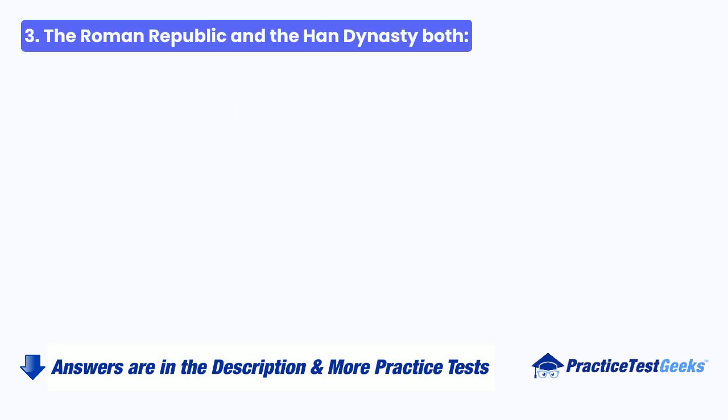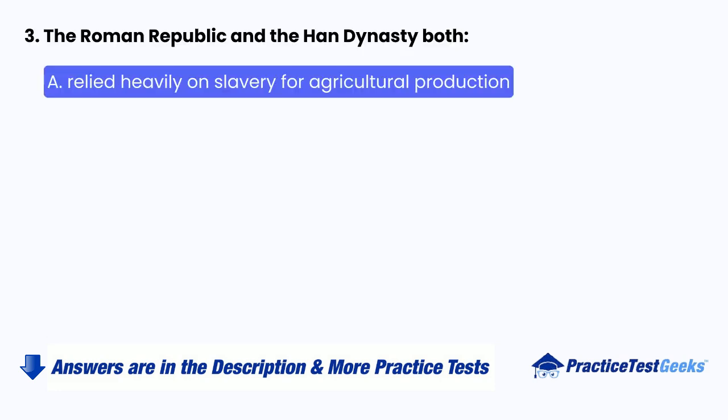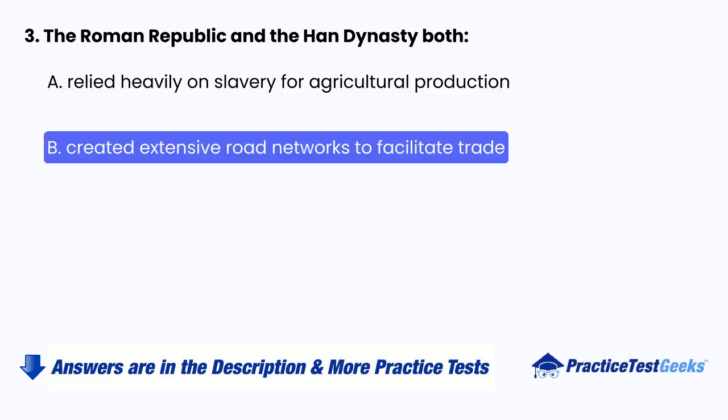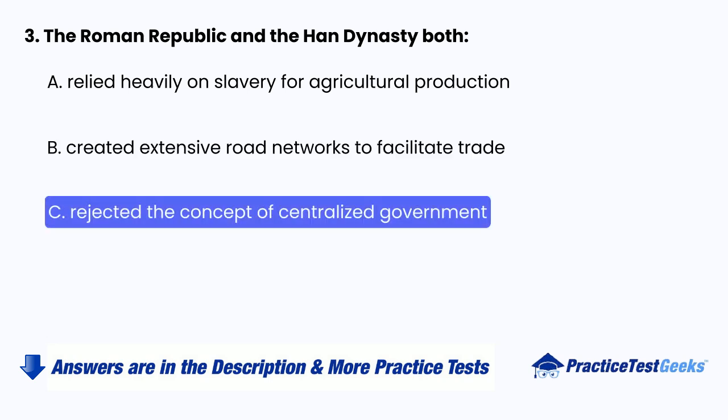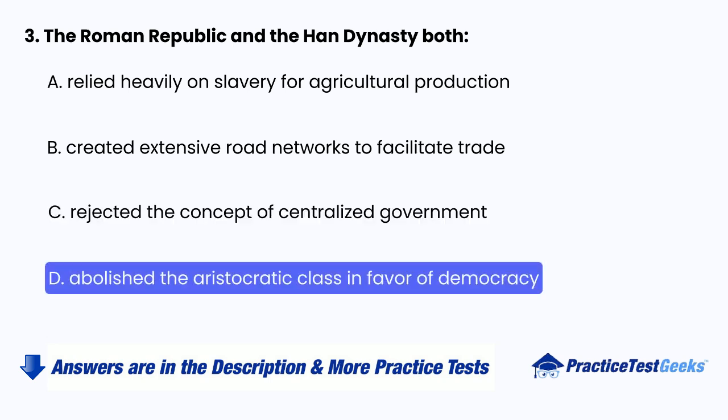3. The Roman Republic and the Han Dynasty both: A. Relied heavily on slavery for agricultural production. B. Created extensive road networks to facilitate trade. C. Rejected the concept of centralized government. D. Abolished the aristocratic class in favor of democracy.